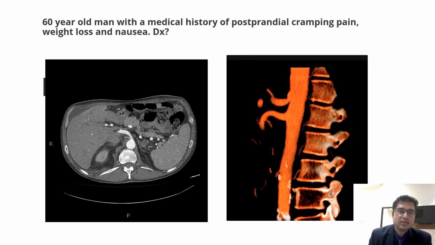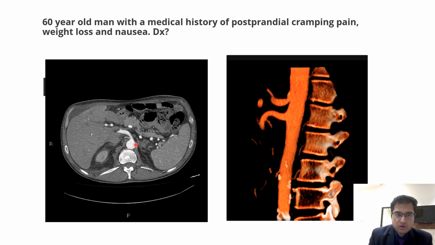This is a second spotter, a 60-year-old male with medical history of postprandial cramping pain, weight loss and nausea. Based on these images, that is axial section of the abdominal angiography that has been provided, and these are the reconstructed images, what do you think the diagnosis is? I'll give you some time to appreciate the findings. This is the first branch of the abdominal aorta, anterior branch of the abdominal aorta, and these are the reconstructed images. There is some narrowing that is seen at the origin of the celiac artery.